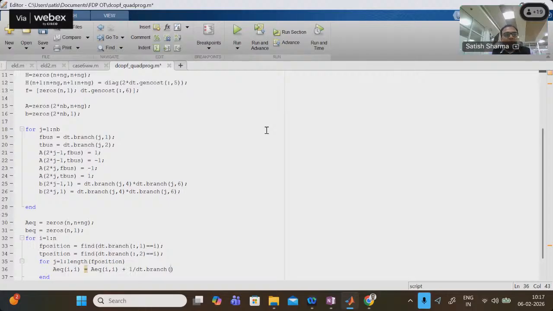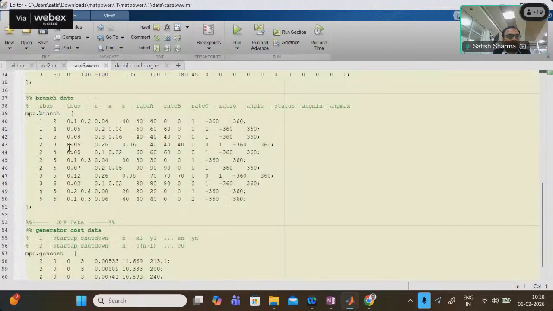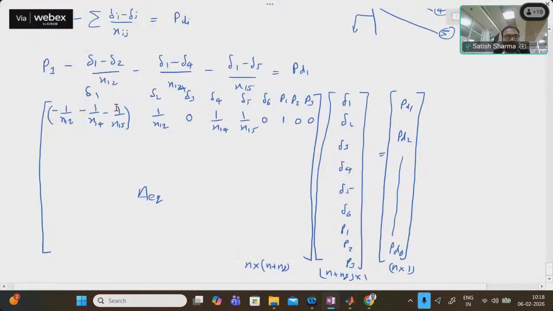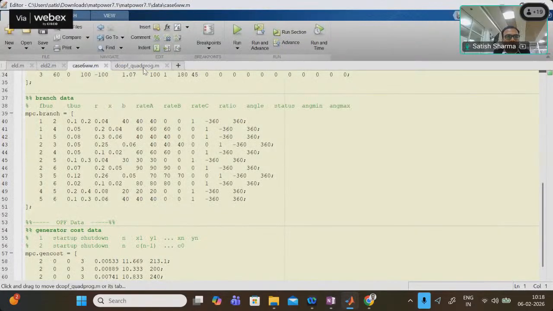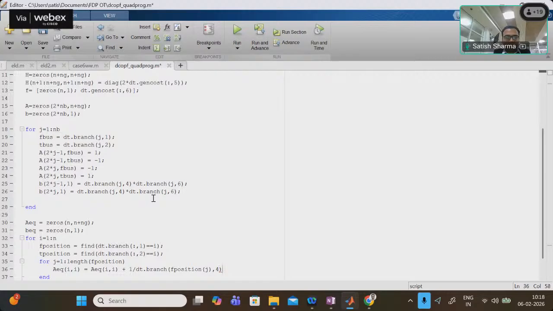Now we have to identify which branch we are actually talking about. It is available in the from position, and the jth number term will give me the branch position, and where is the x value? So it is 1, 2, 3, 4. The fourth column is basically x for that. So I will put 4 here. Okay, and let's agree to this particular part. So that will be done for the first part.